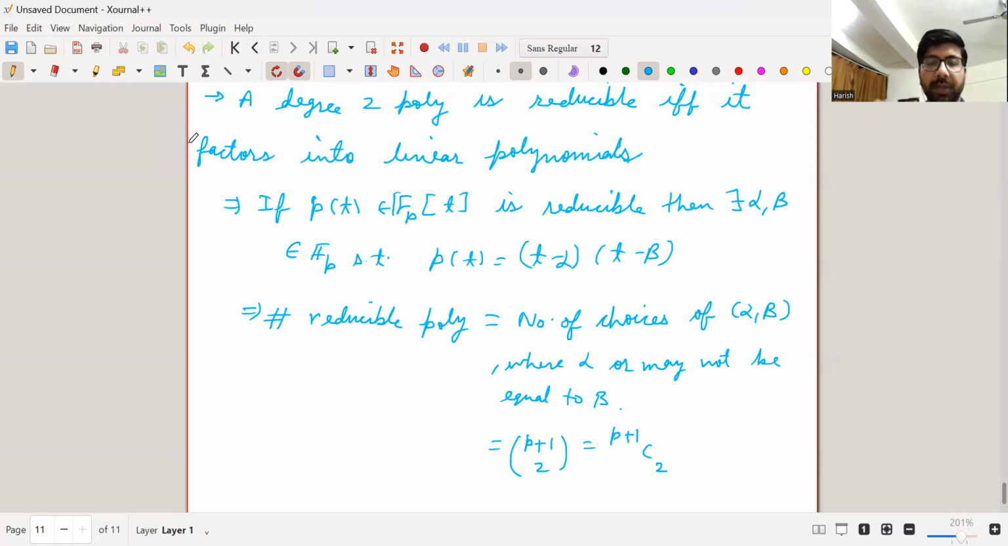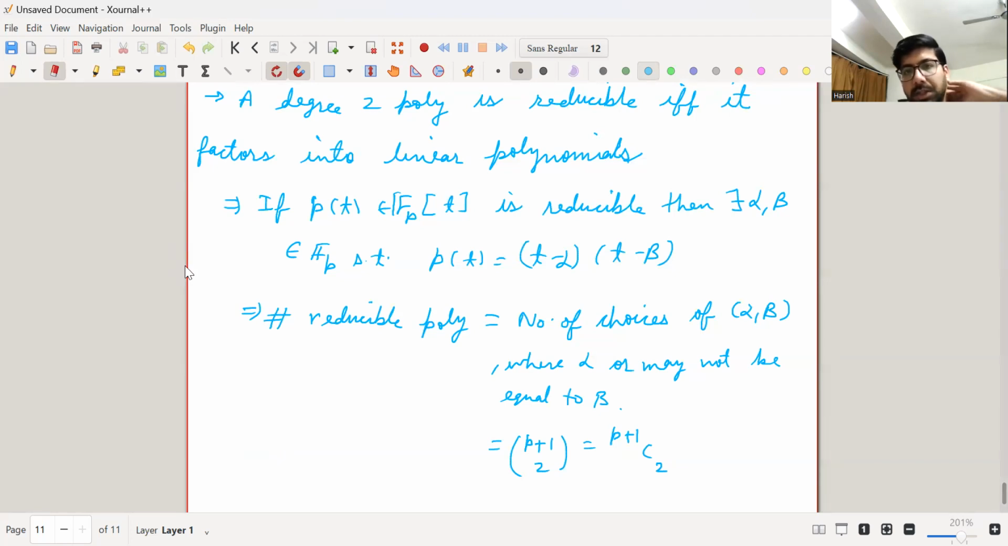Why? Because if you want to choose n objects from a set of m objects with repetition allowed, then the number of choices is (m plus n minus 1) choose n. If repetition is not allowed, you'd have just m choose n. But since repetition is allowed, it is (m plus n minus 1) choose n. And here the set has p elements and we choose 2, so it is nothing but p plus 2 minus 1 choose 2, that is p plus 1 choose 2.